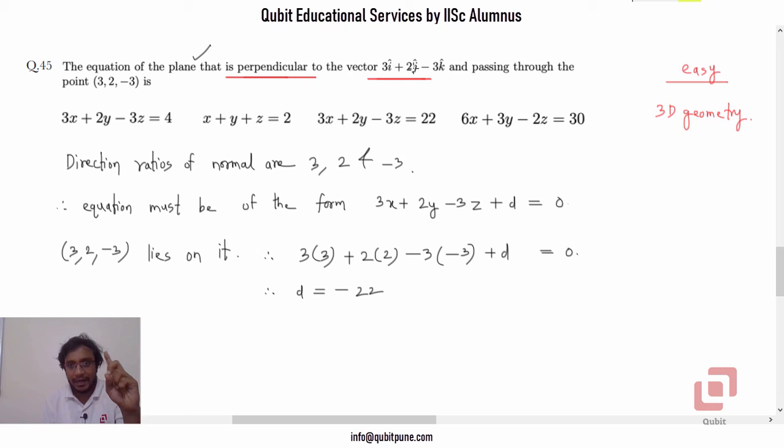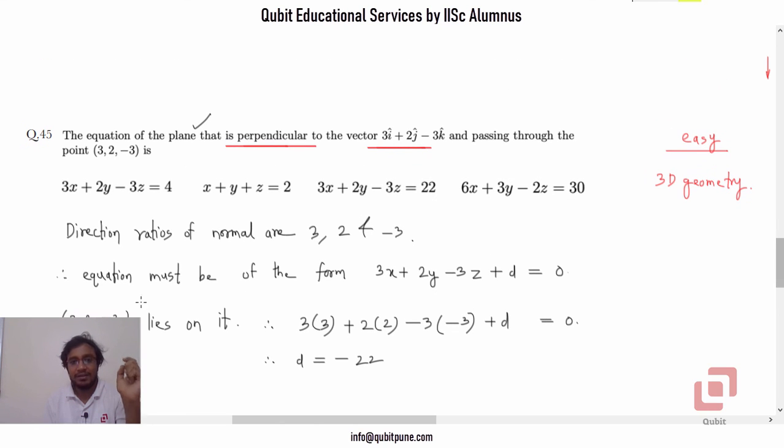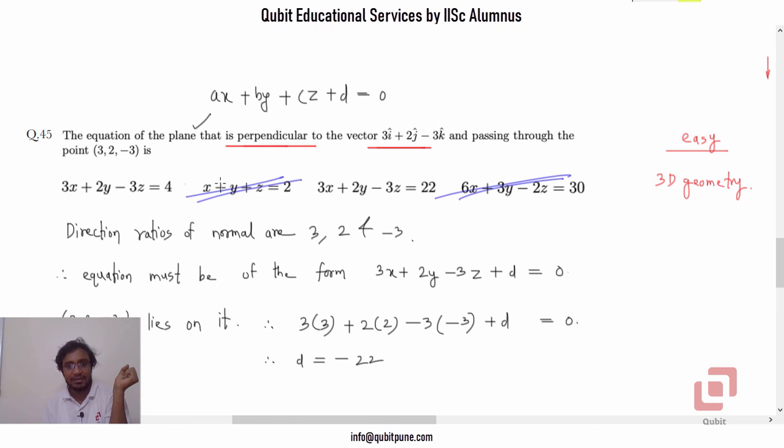Okay, and equation of a plane in its general form is ax plus by plus cz plus d equal to 0, you know that, where a, b, c are the direction ratios of the normal. So 3, 2, -3 should be the coefficients of x, y, z, or at least their multiples. And you find that that doesn't happen with this, and that also does not happen with this, right, 3, 2, -3. So it has to be either this or that.